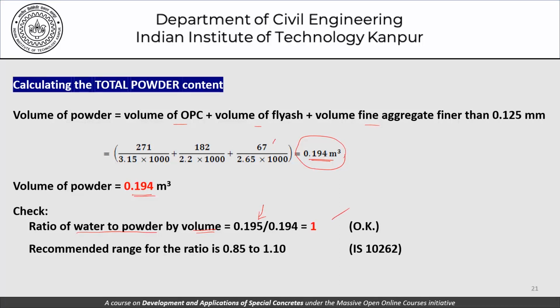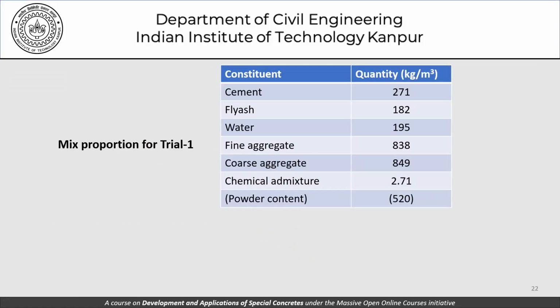And it's acceptable to us because the normal range recommended as far as the water powder ratio is concerned is 0.85 to 1.1. Basically we are targeting equal volumes of water and the total fines. So the mean value is 1. It could vary by about 10 to 15% either way, and this is a very specific check once again as far as self-compacting concrete is concerned. So now we'll move on to determination of the coarse aggregate in the next step.